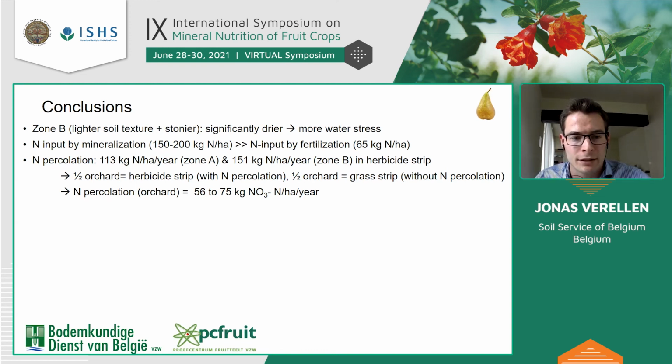If we make the assumption that half of the orchard consists of herbicide strip where fertilization is added and nitrogen can percolate, and the other half of the orchard consists of grass strips where no fertilization is added and possibly there's only a limited amount of percolation, then the nitrogen percolation in the orchard would still be 56 to 75 kilograms of nitrogen per hectare per year, which is a relatively high amount of percolation.